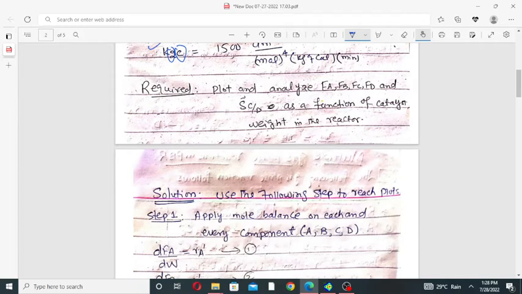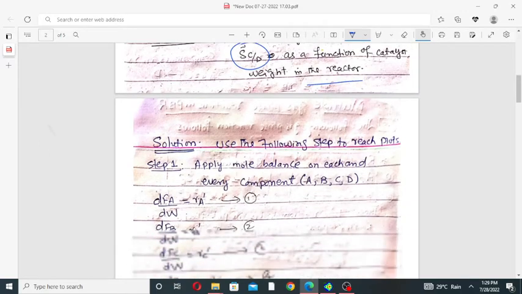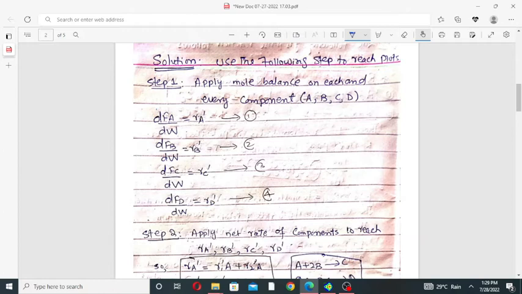Now what was required was to plot and analyze FA, FB, FC, FD, and the selectivity of component C with respect to component D in the packed bed reactor. So the solution was, the first step was the mole balance.